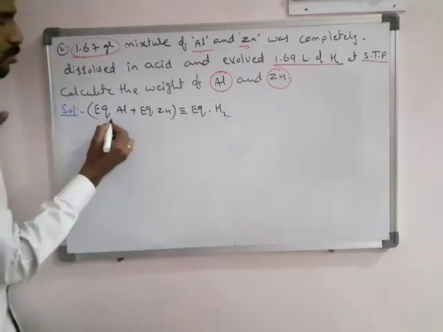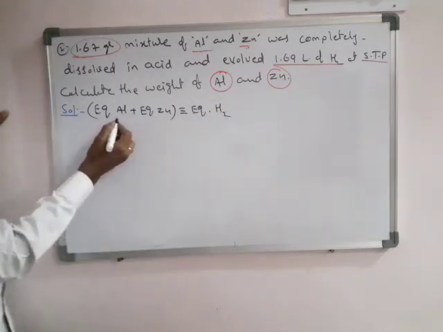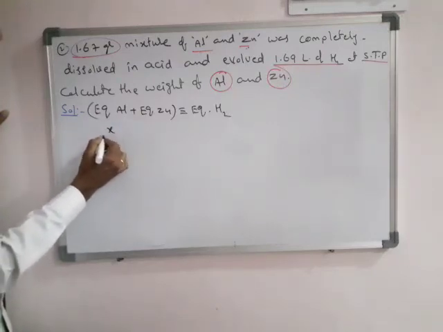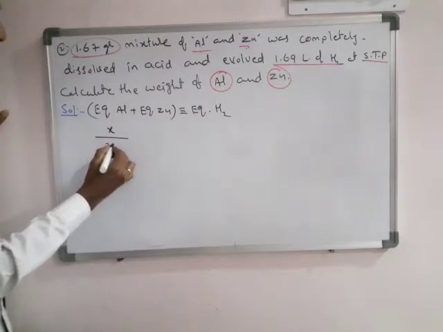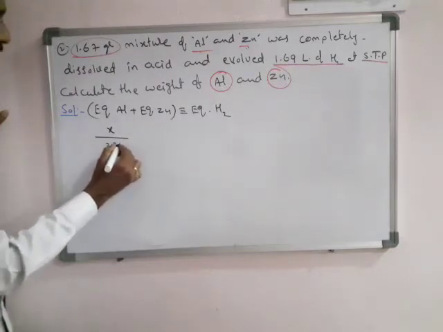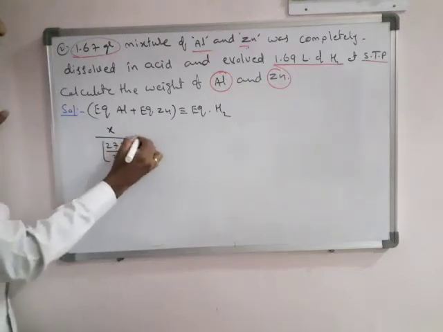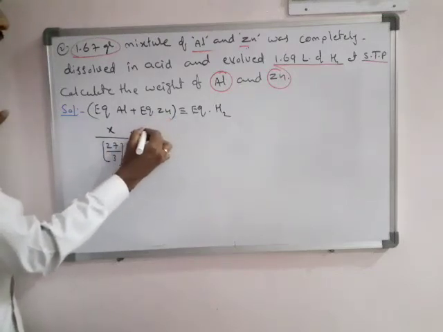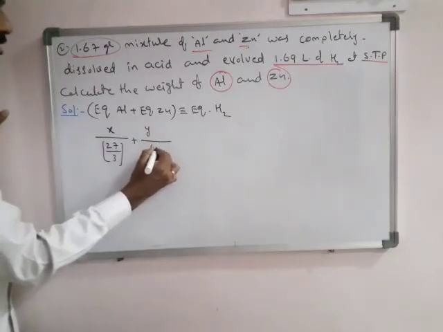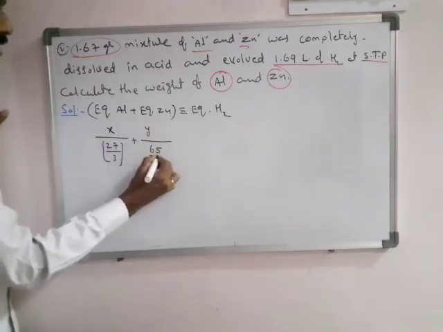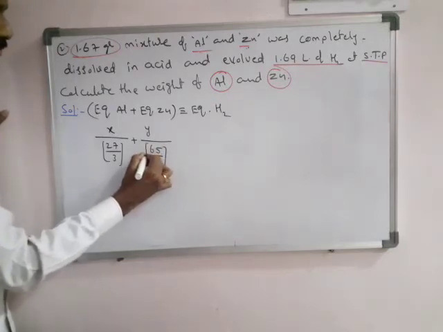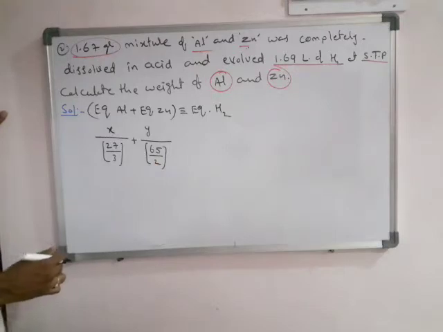So equivalent means weight by equivalent weight. Take the weight of aluminium as x gram, by equivalent weight, that is 27, the atomic weight, by what is the valence of aluminium? 3. Take the weight of zinc as y. Its equivalent weight means atomic weight, but the valence of zinc is always plus 2. That is 65 by 2.